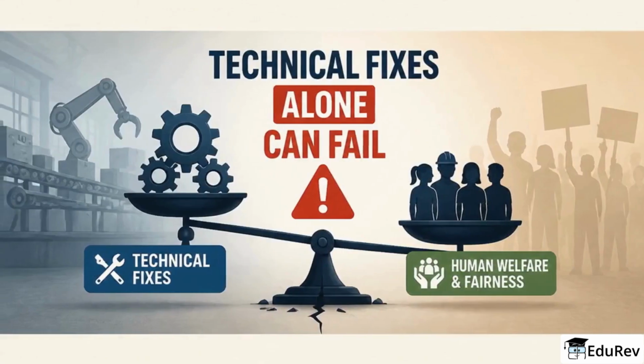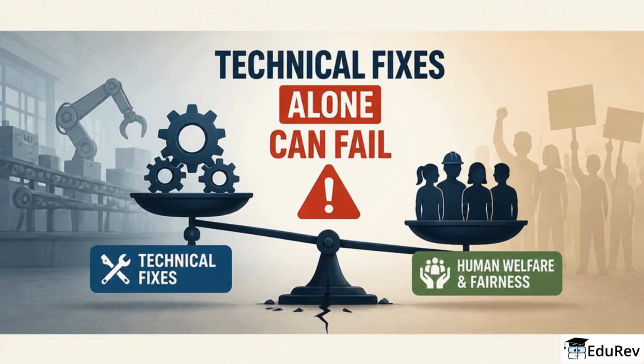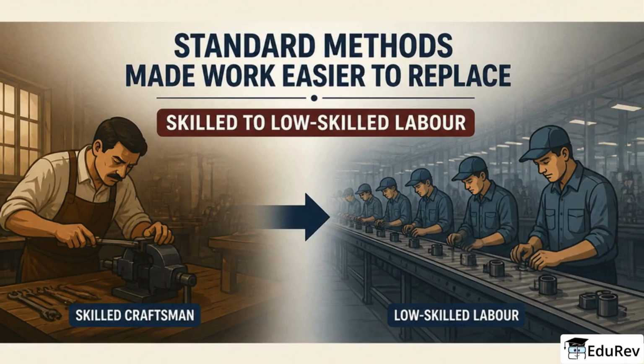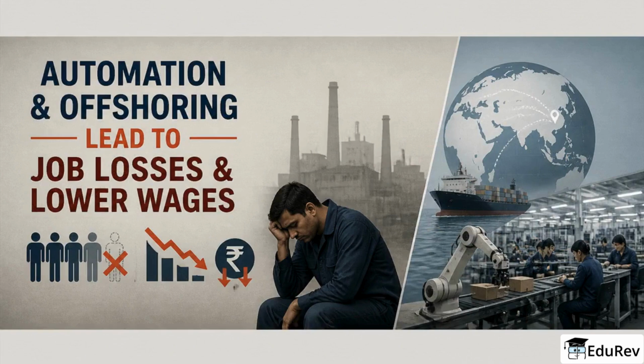The lesson: technical fixes alone can fail if human welfare and fairness are ignored. Over time, Taylorism also enabled de-skilling. Standard methods made it easier to replace skilled craftspeople with lower skilled labor. This trend, combined with automation and offshoring, contributed to job displacement and wage pressure in parts of industry.